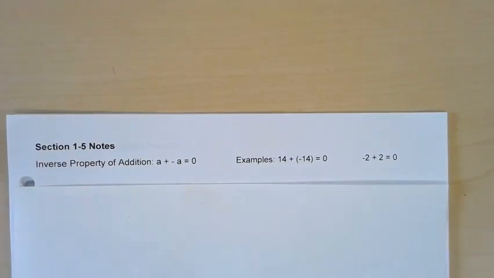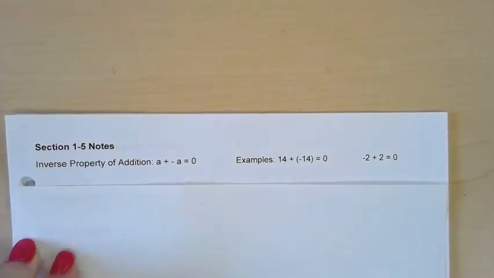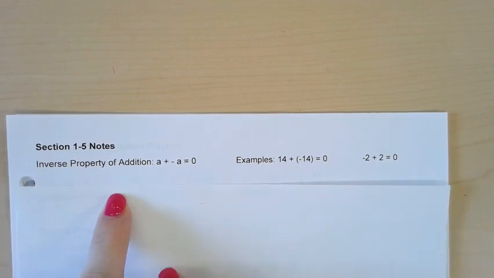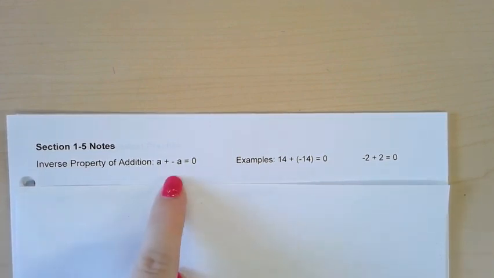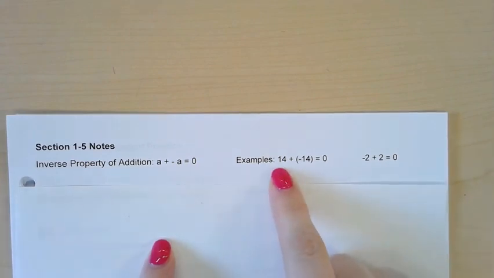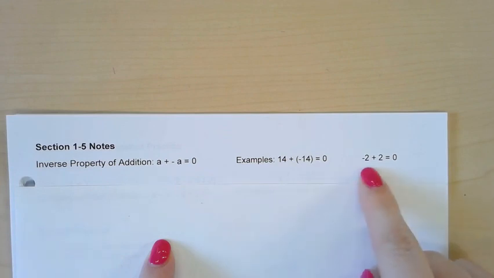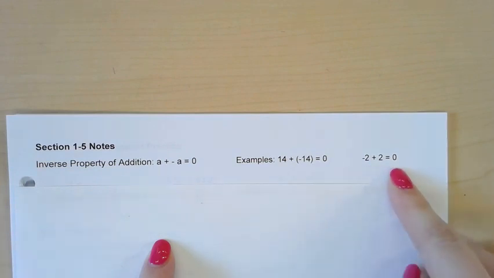This is Chapter 1, Section 5 Notes. We're going to start with a couple of properties. The first property is called the inverse property of addition. This is what happens when you add a positive number plus the same number that is negative. So something like 14 plus negative 14, it'll always equal 0. Negative 2 plus positive 2 will always equal 0. That's called the inverse property of addition.